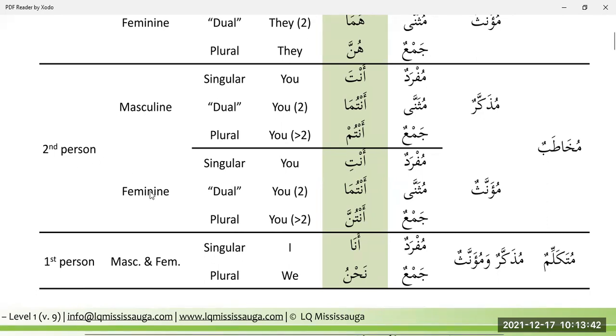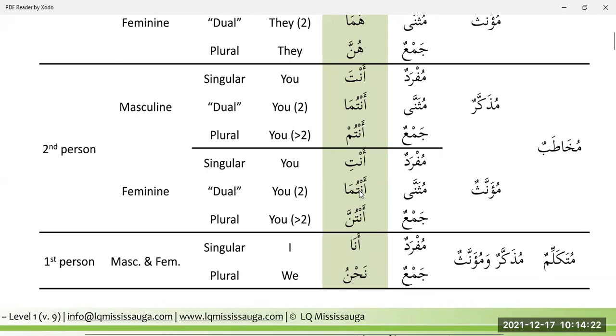Second person, feminine singular, anti. For masculine, we use anta. For feminine, we use anti. Mukhatib muannas mufrad, anti. And feminine dual, second person feminine dual, you. Mukhatib muannas musanna, antuma. So you look at here, antuma is the same for the muzakkar and for the muannas.